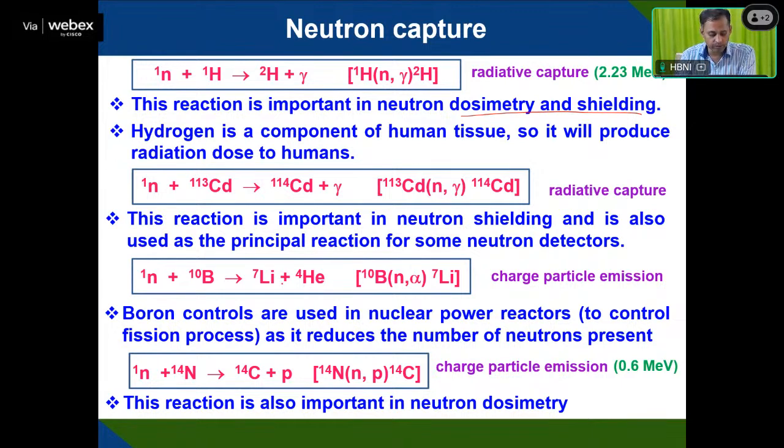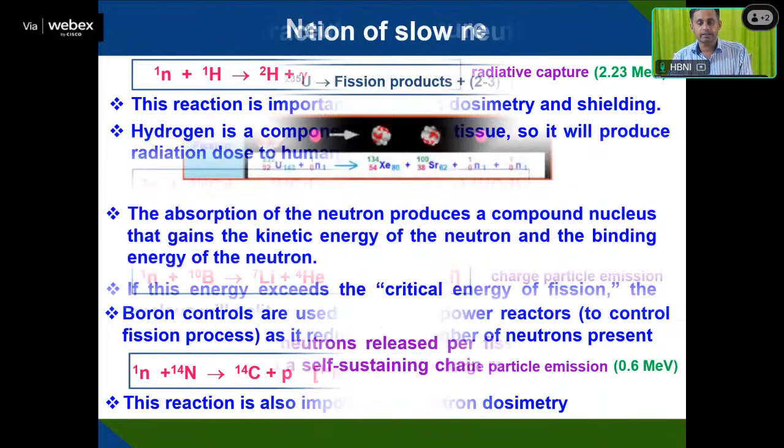Boron is used in a nuclear power reactor, which is a controlled fission process. There an alpha particle, a charged particle, is produced. Similarly, a charged particle can also be produced with nitrogen, where a proton is produced, used in neutron dosimetry. So all these types of n-gamma, n-alpha, or n-p reactions are possible in the case of slow neutrons.